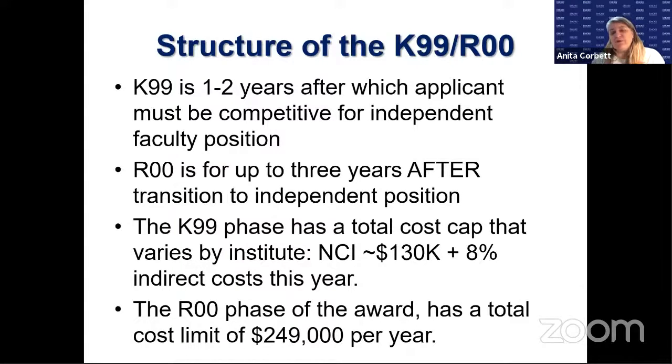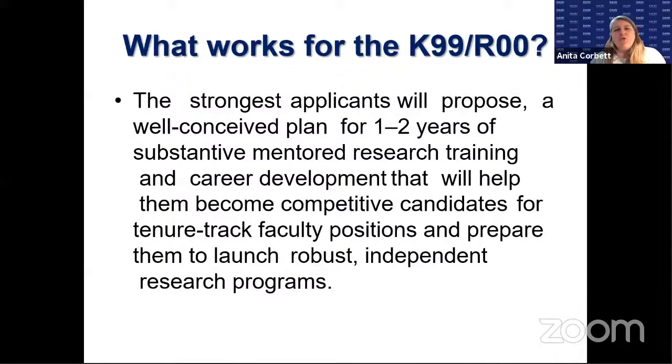So these are smaller than your typical modular research grants. And these dollars do not seem to change a lot. Modular research grants haven't changed in about 20 years since they were put in place. And so there's not a lot of wiggle room on those dollar amounts. And so what works best for the K99 R00, and this again is taken straight from some of the NIH language, is a well-conceived plan for 1 to 2 years of substantive mentored research training and career development that will help the individual become a competitive candidate for a tenure track faculty position and prepare them to launch their own independent research programs.